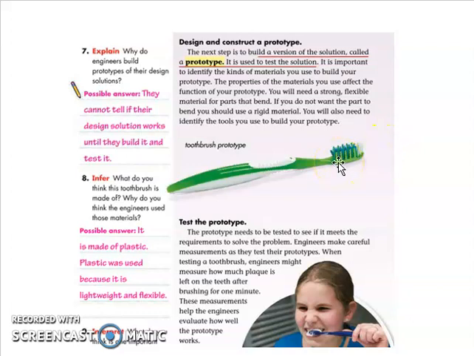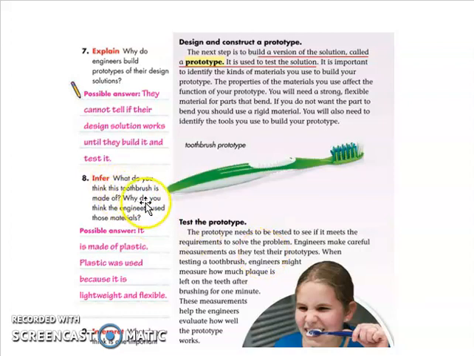If it is successful, they can produce many of it. But if it is not successful, they need to study it again, or they need to do research about the materials again. And then the next step after making a prototype, they need to test the prototype. Okay, so of course, when you make something, for you to prove that this is effective or not effective, you need to test it.